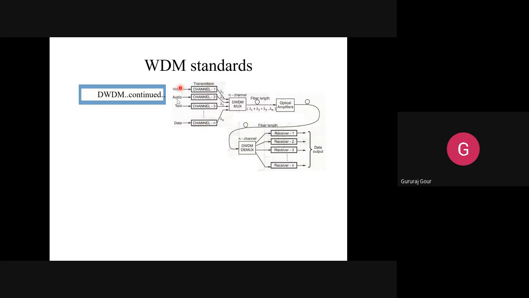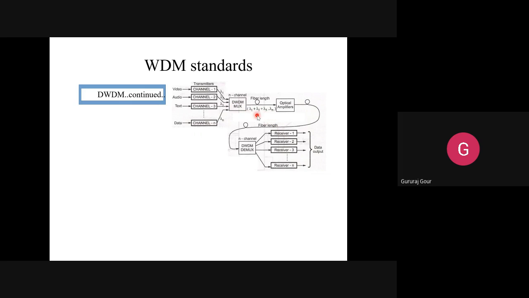Suppose here we have the different transmitters as already explained. Channel 1 is supporting the video format, and will be modulated, generating lambda 1. Similarly, channel 2 is supporting the audio format. It will be modulated by a different carrier, generating a unique wavelength lambda 2. Like that, text is supported by channel 3, data is supported, and so on up to channel n. We are able to multiplex the wavelengths from lambda 1 to lambda n by this n-channel DWDM multiplexer.